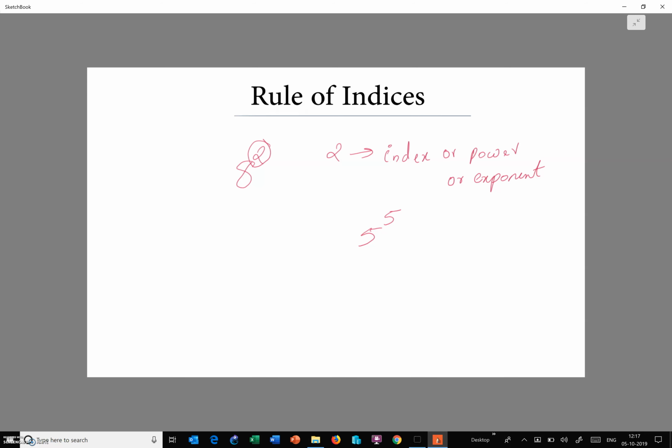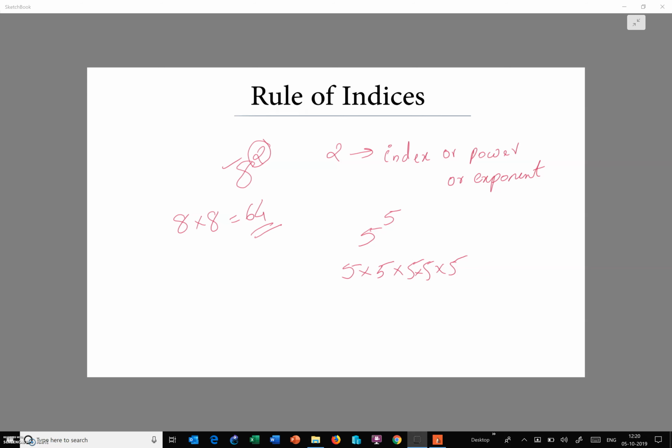this form. As I've mentioned here, this is read as 5 raised to 5 or 5 to the power 5, which simply means 5 is multiplied by itself 5 times. Similarly, in the first example, 8 is multiplied by itself twice, that is 64.